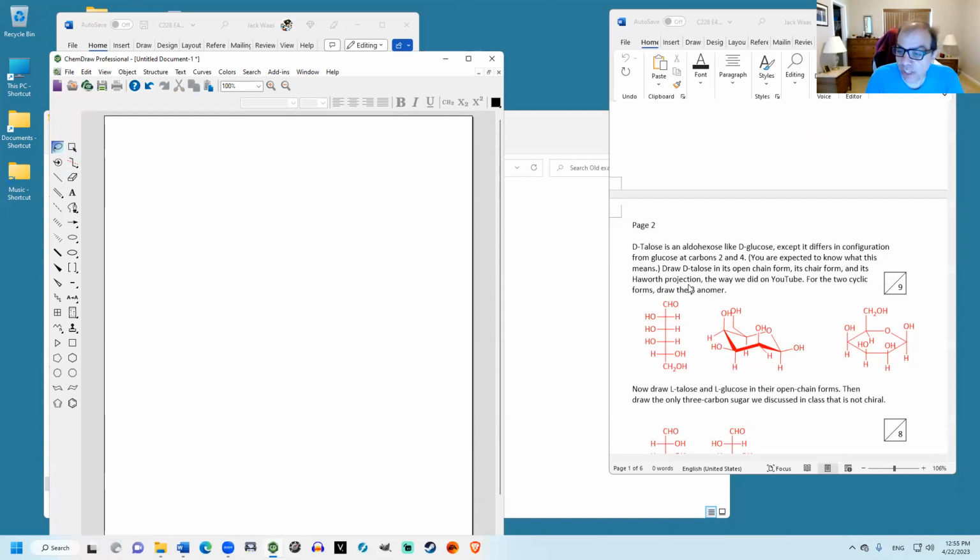The next page is on carbohydrates. So it says D-talose is an aldohexose like D-glucose, except it differs in configuration from glucose at carbons 2 and 4. And it says draw D-talose in its open chain form, its chair form, and its Haworth projection, the way we did on YouTube, meaning the way we did in class. And then for the two cyclic forms, draw the beta anomer.